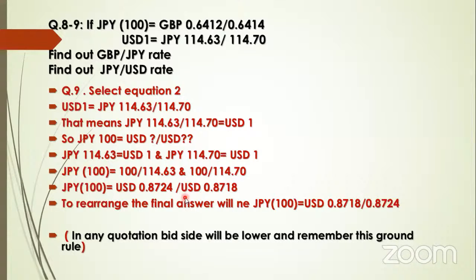You pick up whichever is nearest and click. Whichever answer is nearest, you click, because sometimes a small variation will be there.